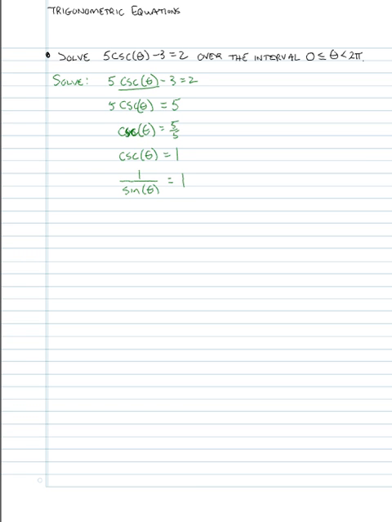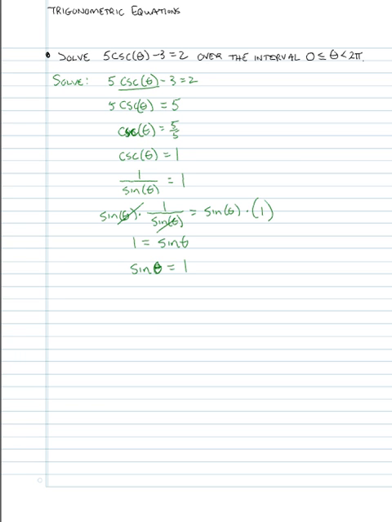Now, I need to deal with this so I don't have sine of theta in the denominator. So I'm going to multiply each side by sine of theta. And so that will eliminate the denominator I have on the left side. And of course, we get cancellation, and so the left side becomes 1, and the right side is just 1 times sine of theta, which is sine of theta. In other words, the sine of theta is equal to 1. Okay, so now we've isolated a single trig function equal to a number.